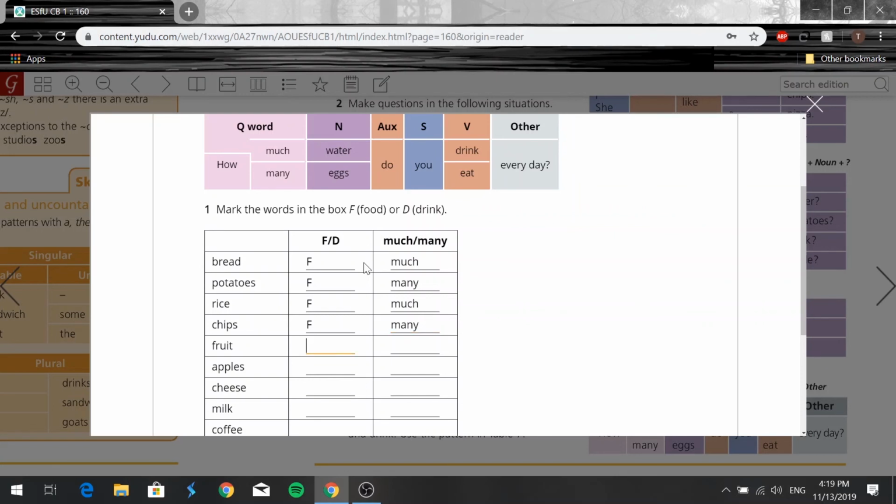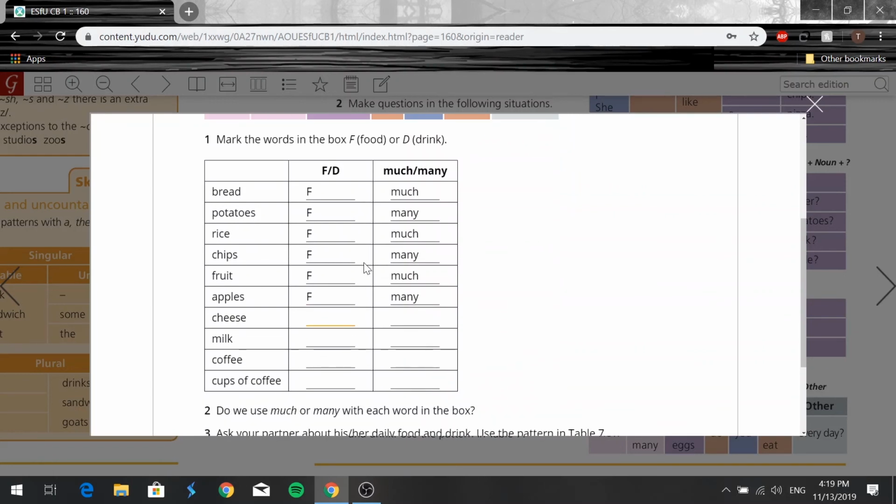Fruit. Fruit is F, okay? Food. And we use much with the word fruit in this case, okay? Then we have apples, again, food, okay, and we use many with apples. Cheese, again, F, but we use much with cheese. Cheese is not countable, you guys, okay? Milk is D. Milk is a drink, not food, and we use much with milk because milk is uncountable. Coffee, same exact thing, it's a drink. We also use much because it's uncountable.